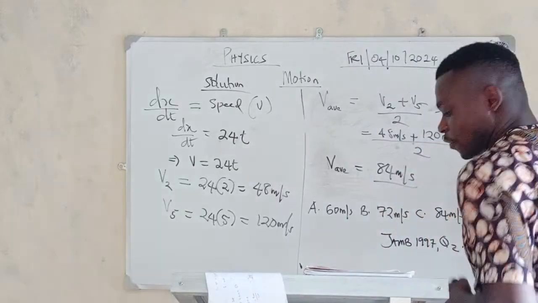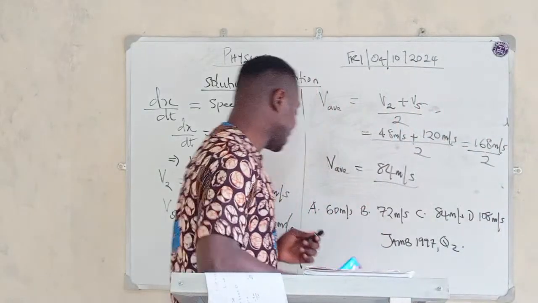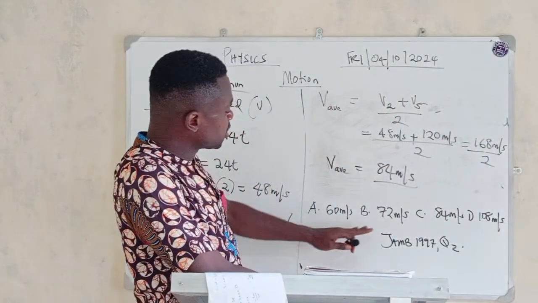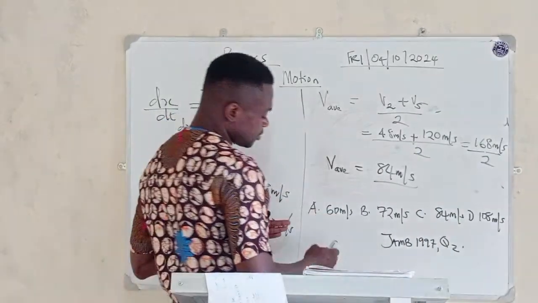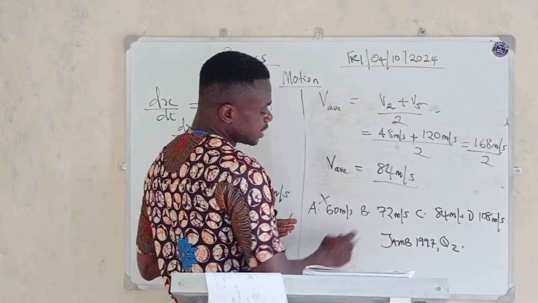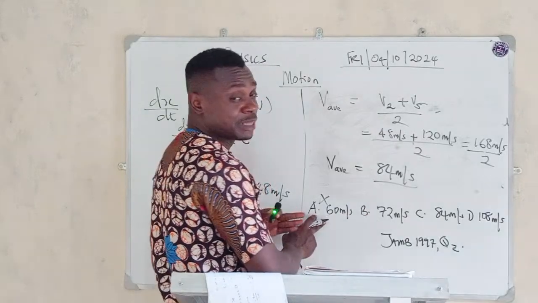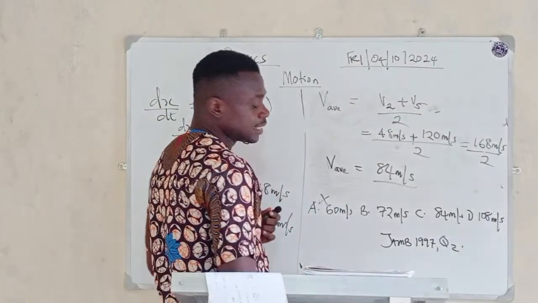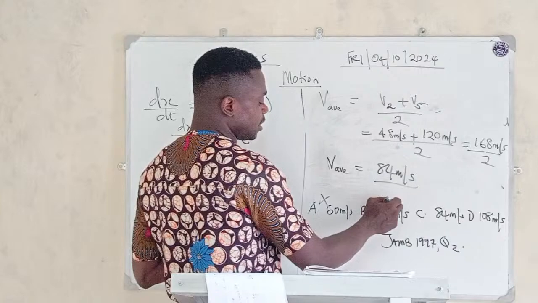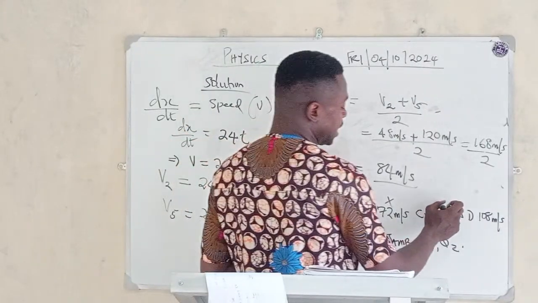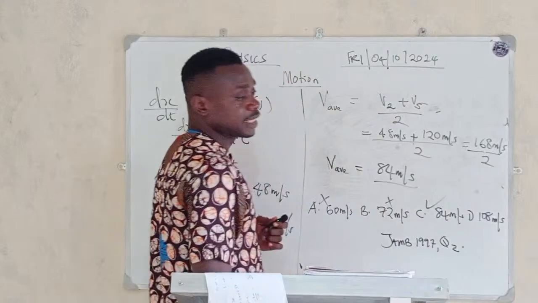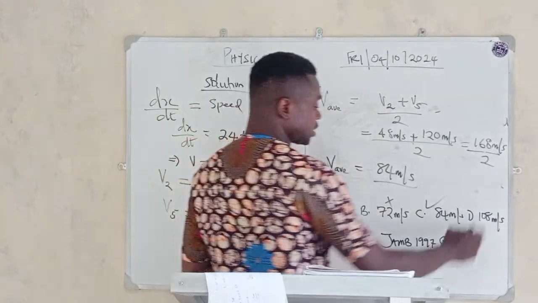But before then, I forgot I didn't look at the answer here. See the options. Option A says 60 seconds is not the answer. B says 60 meters per second. B says 72 meters per second is not the answer. C says 84 meters per second is the answer. D says 108 per second is not the answer.